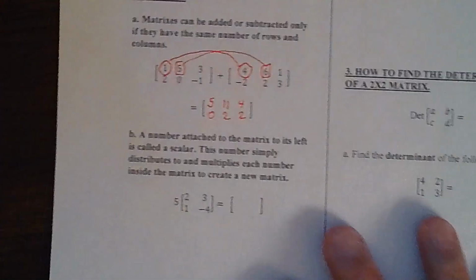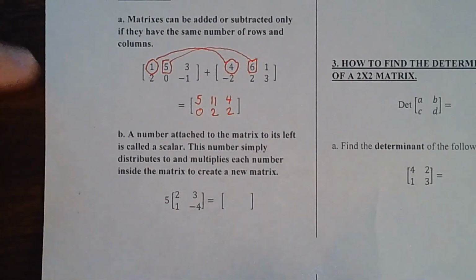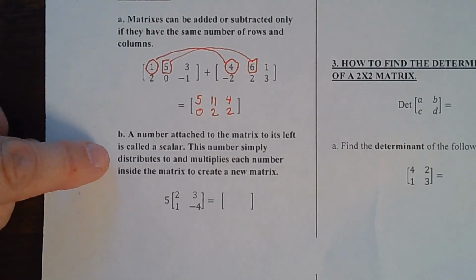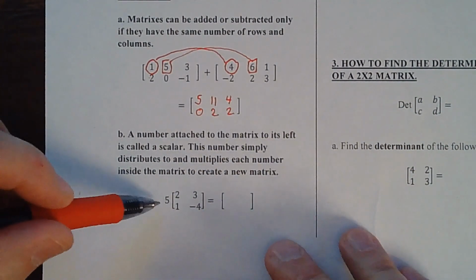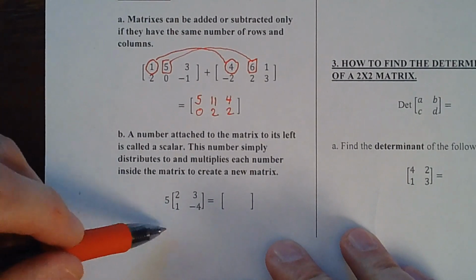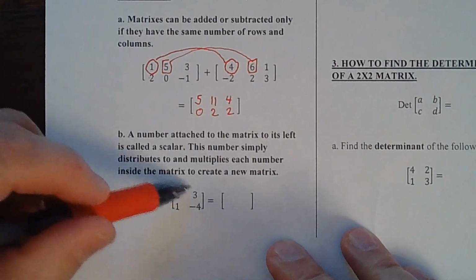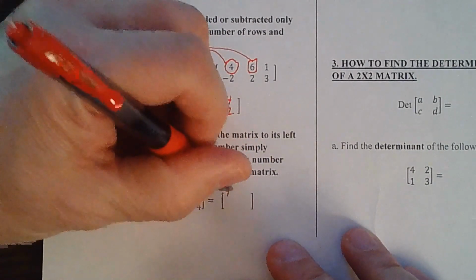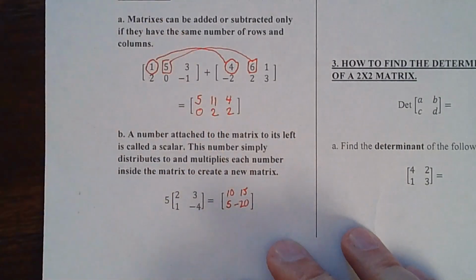Let's keep going. A number can be attached to the matrix on its left, and this is called a scalar. This number simply distributes to and multiplies each number inside the matrix to create a new matrix. So I have a 5 outside of this matrix, and to simplify it, that 5 simply multiplies everybody inside that matrix. So 5 times 2 is 10, and I keep going, and I fill in my matrix like so.